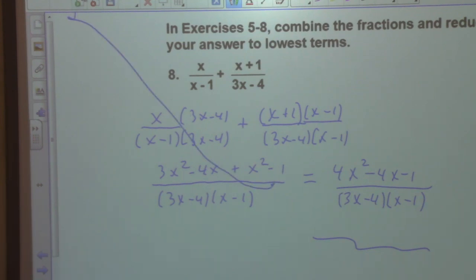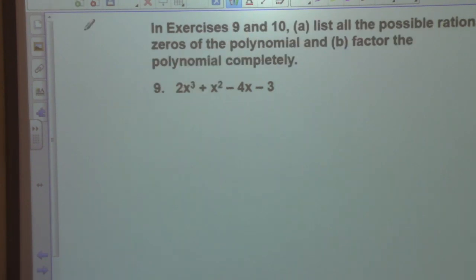Okay, the next, we're looking at 9 and 10. List all the possible rational zeros of the polynomial and factor the polynomial completely. What is that going to be?